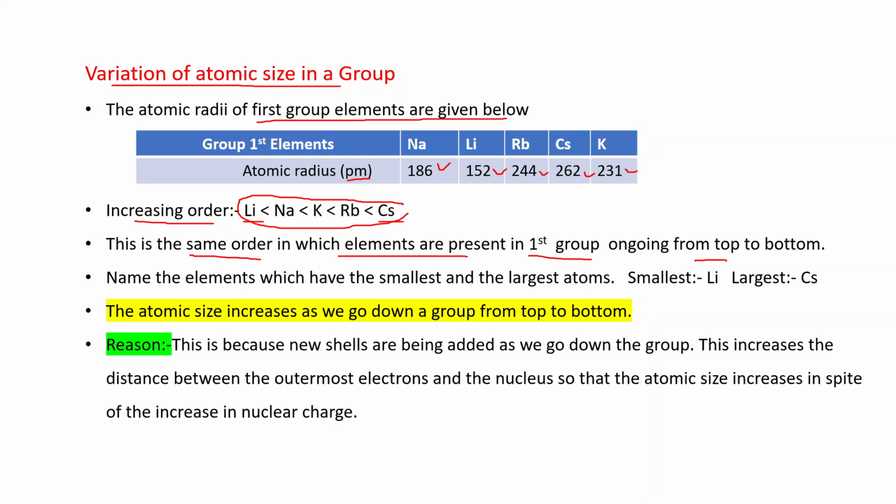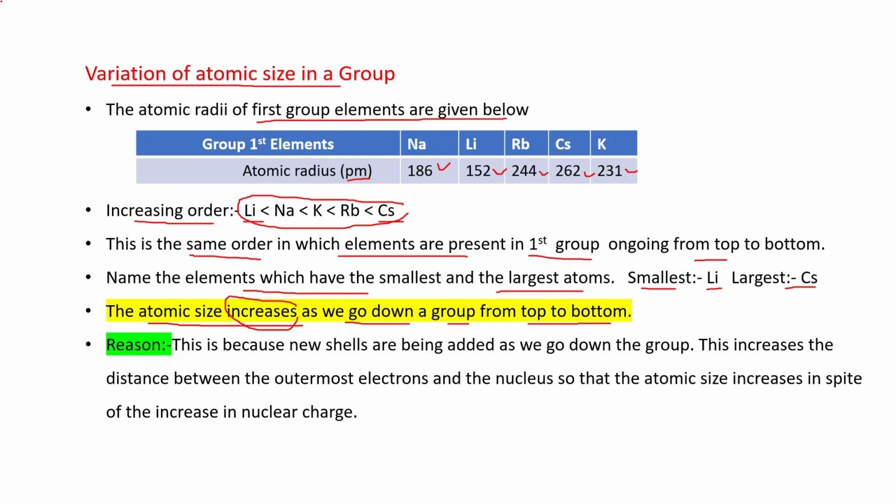Is it clear? In a group, we will compare from top to bottom. In a period, we compare from left to right. And again, name the elements which have the smallest and largest atoms. We can say smallest is lithium and largest is cesium. That's why we can conclude atomic size increases as we go down a group from top to bottom.